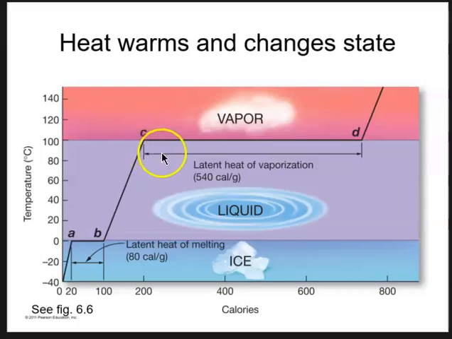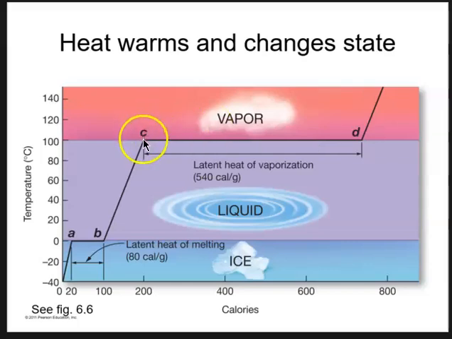We add another 540 calories of energy to this water. And notice that even though we added 540 calories, this line is staying flat. We don't see an increase in the temperature. The temperature is staying at 100 degrees Celsius from C to D. So what is that energy doing then if it's not changing the temperature? If you said that it's changing the state from a liquid to a gas, you would be correct.